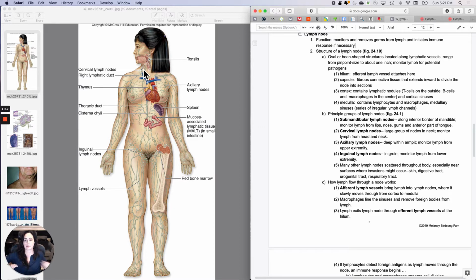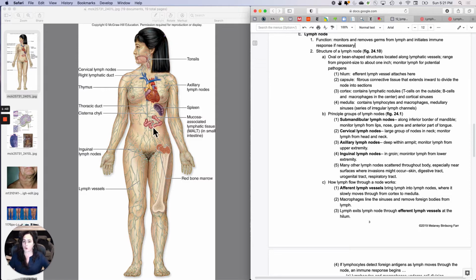There are the axillary lymph nodes here. Axillary lymph nodes are deep within the armpit, and they monitor lymph that's coming from the upper extremity, also the breast region. And then there are inguinal lymph nodes right here. They're in the inguinal region in the groin. They monitor lymph from the lower extremity primarily, also the genitals.